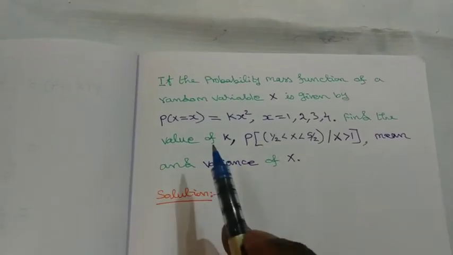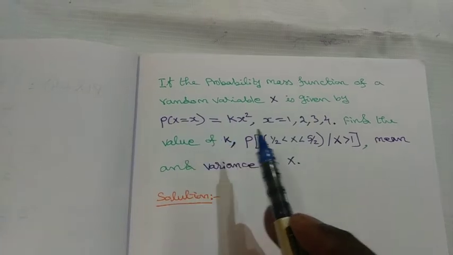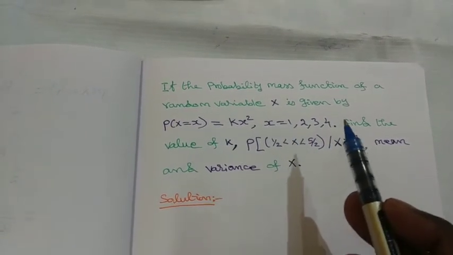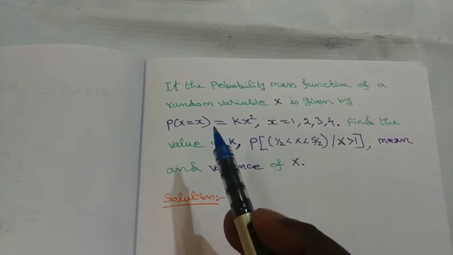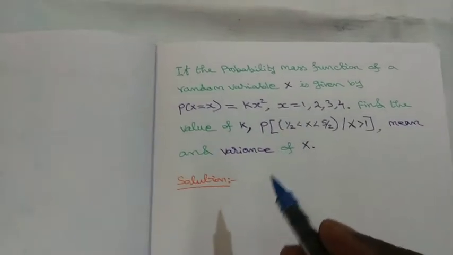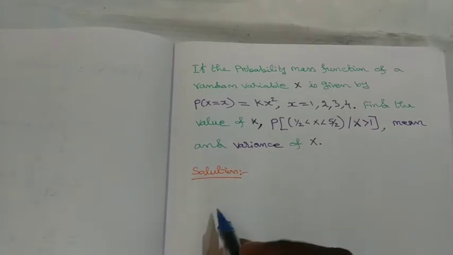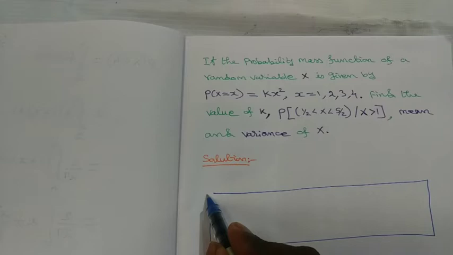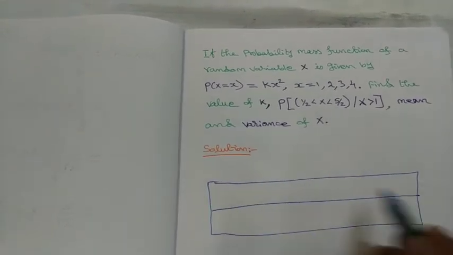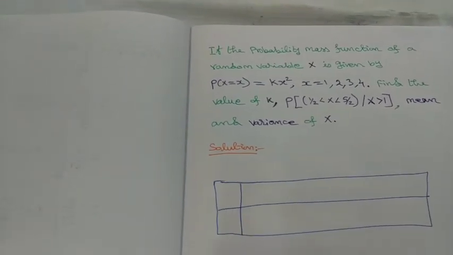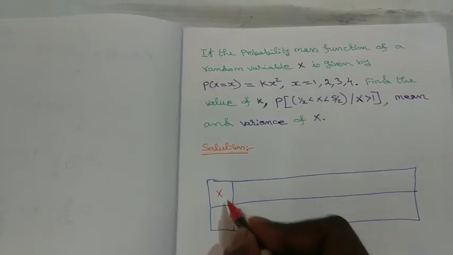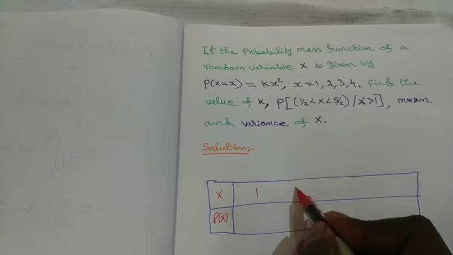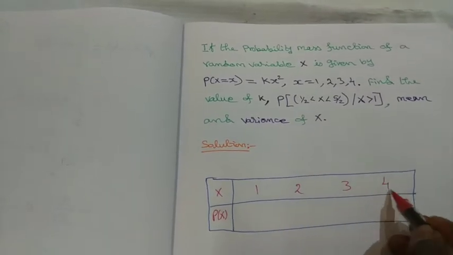Okay, so given the probability mass function, and the random variable x has only 4 values, therefore it is a discrete random variable. So from the given data I am going to form a table. The table is: this is x and this is P of x. X is 1, 2, 3 and 4.